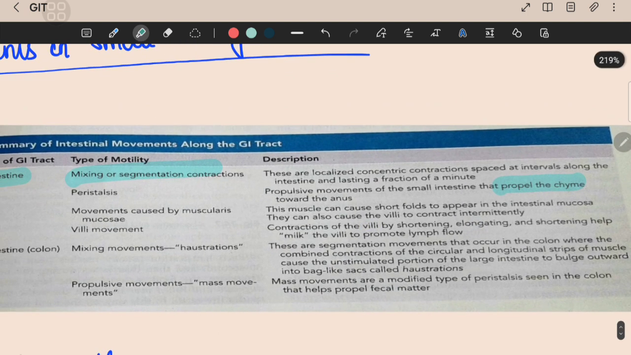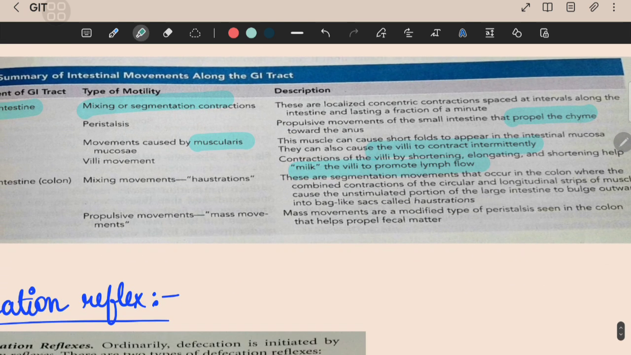Then there is the movement caused by the muscularis mucosae. This is important because the villi are present, and the muscularis mucosae will make the villi contract, and that will also help to push the intestinal contents. This villi movement, by shortening and elongation, helps the villi to promote lymph flow, because remember that fat is absorbed into the lymph via lacteals, so that villi movement is very important.